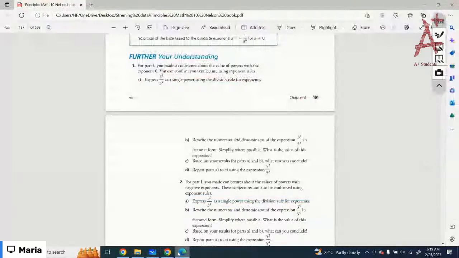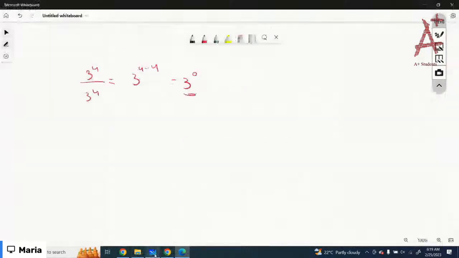Rewrite the numerator and denominator of the expression 3 to the 4 over 3 to the 4 in factored form. Simplify where possible. What is the value of the expression? 3 exponent 4 means 3 times 3 times 3 times 3, both in the numerator and denominator. And when we simplify them, the answer is 1.